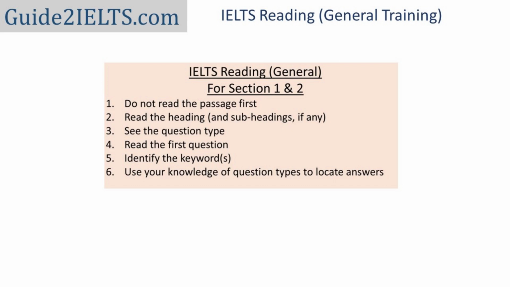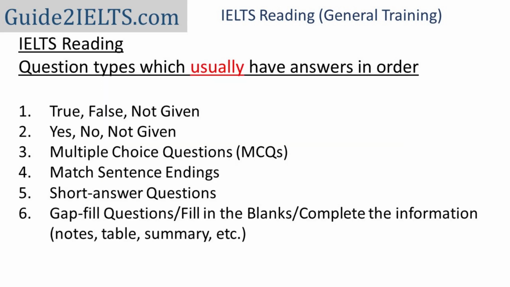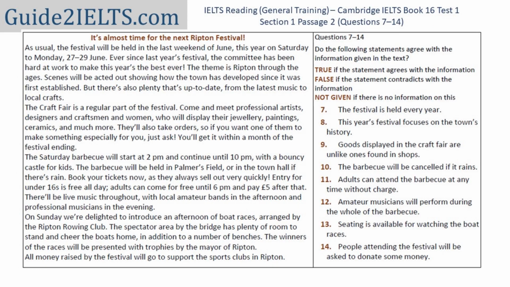I mentioned depending on the question type because certain question types have answers in sequence. That is, wherever we find the first answer in the passage, the second is usually after that, and the third after that, and so on. In some other question types, the approach needs to be different. In this one, we have true, false, not given. The answers to true, false, not given are usually in sequence. That is to say, wherever I find the answer to the seventh, the eighth would be after that and so on.